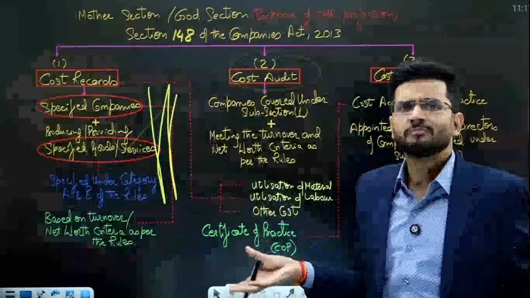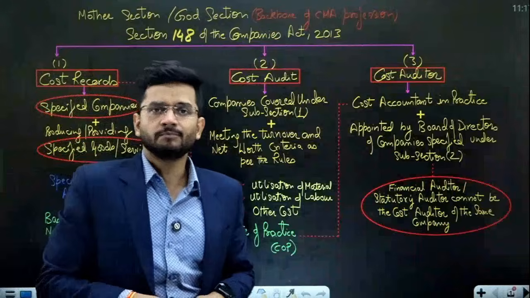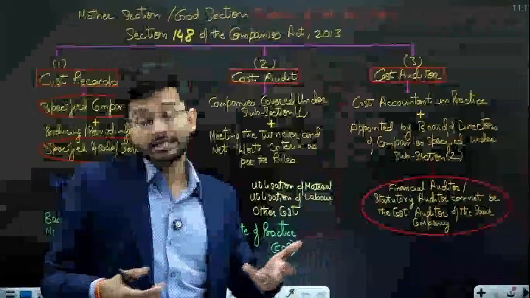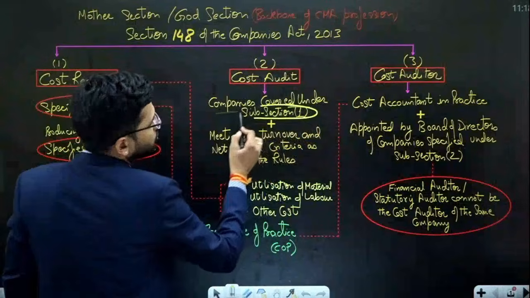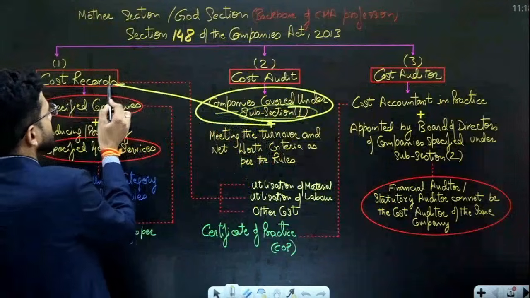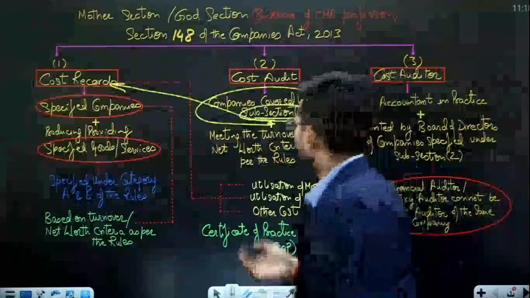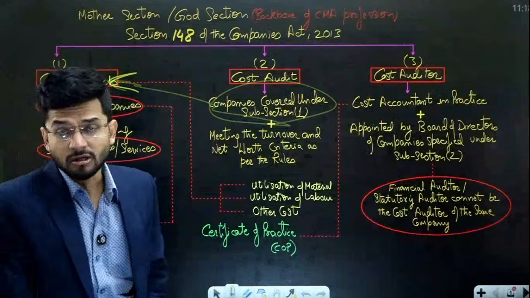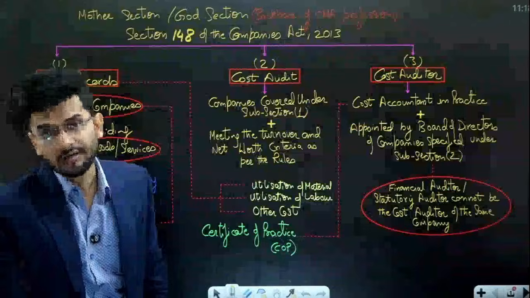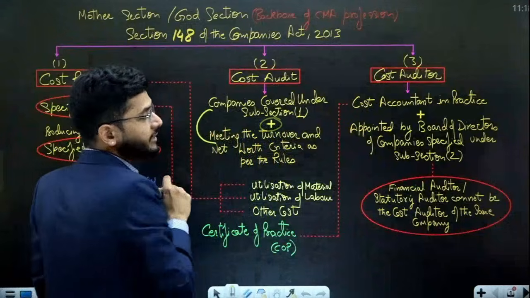And obviously, guys, that's true. Unless you are required to prepare your cost records, how will you be expected to conduct your cost audit? Not expected, right? So the first condition is that only those companies which are covered under subsection 1, that is preparation of cost records, are eligible for cost audit. So if you are eligible to prepare your cost records, only then will you be eligible to conduct your cost audit.